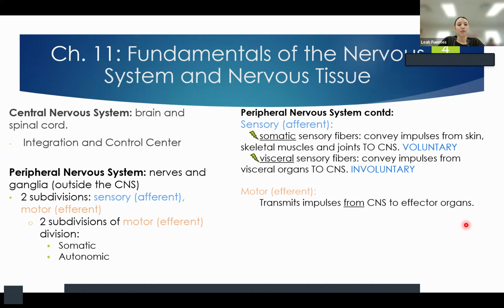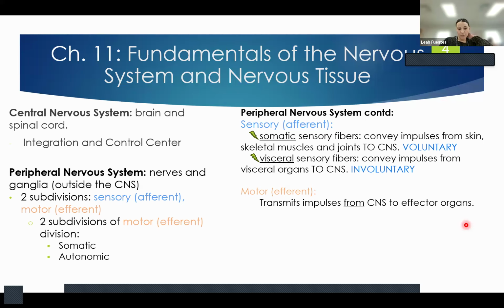Within our peripheral nervous system, which I'll just be referring to as PNS, we have two subdivisions. We have sensory, which is afferent, and motor, which is efferent with an E. Whenever I'm saying it, I really make it a point to emphasize the difference between afferent and efferent, just because it can be kind of confusing. So just make sure you know the A and the E. Again, afferent with an A is sensory, efferent with an E is motor.